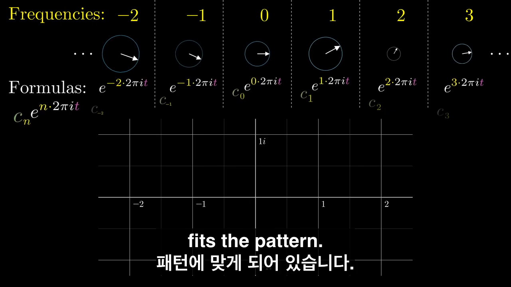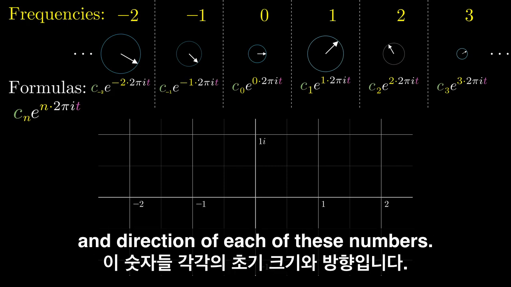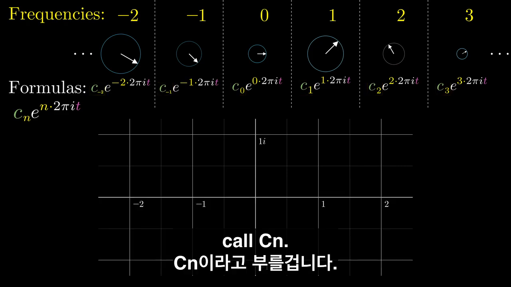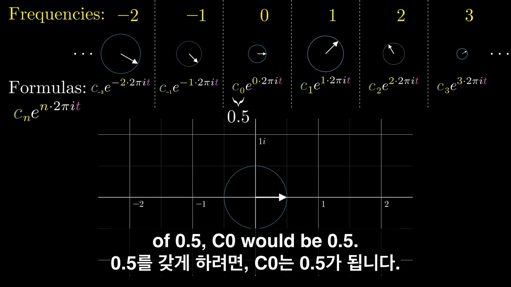The control that we have, the set of knobs and dials we get to turn, is the initial size and direction of each of these numbers. The way we control that is by multiplying each one by some complex constant, which I'll call c sub n. For example, if we wanted the constant vector not to be at the number 1, but to have a length of 0.5, c0 would be 0.5.